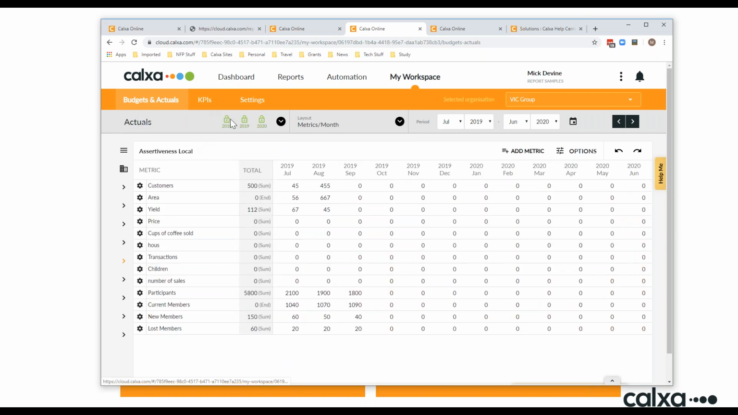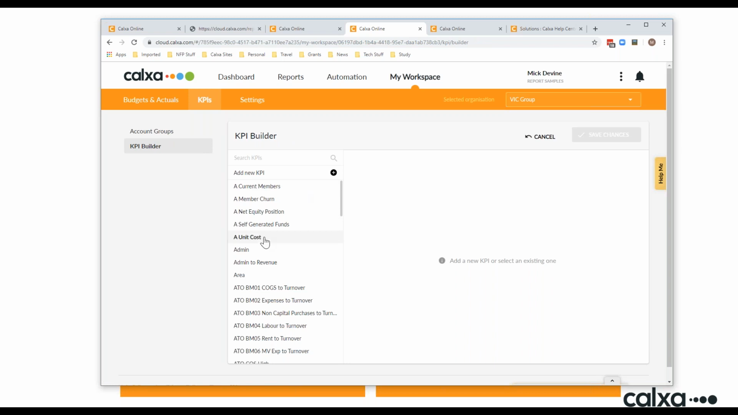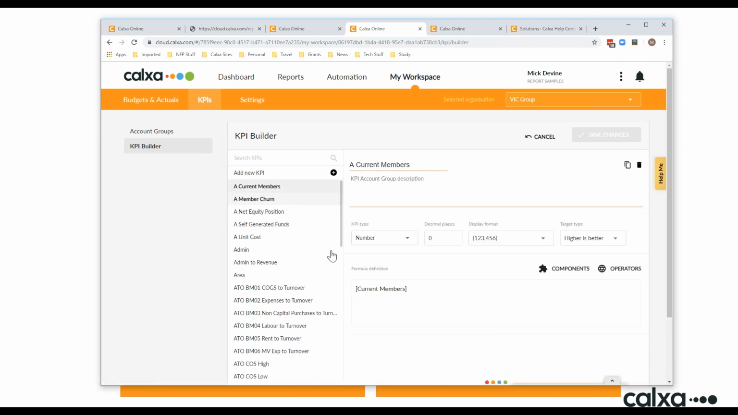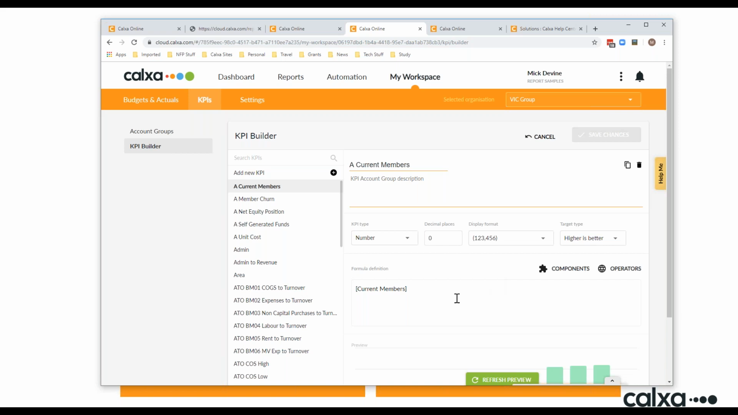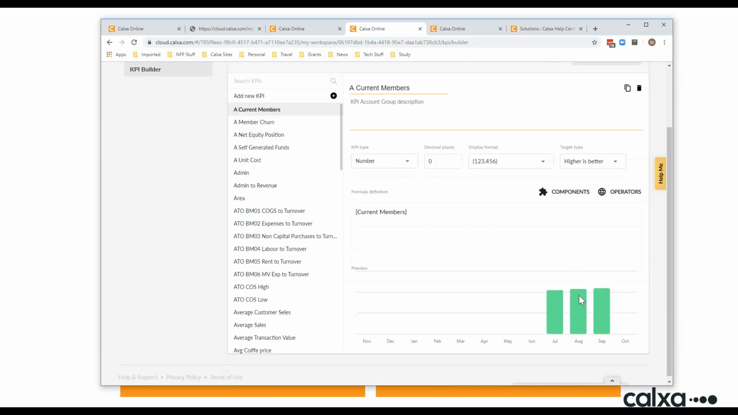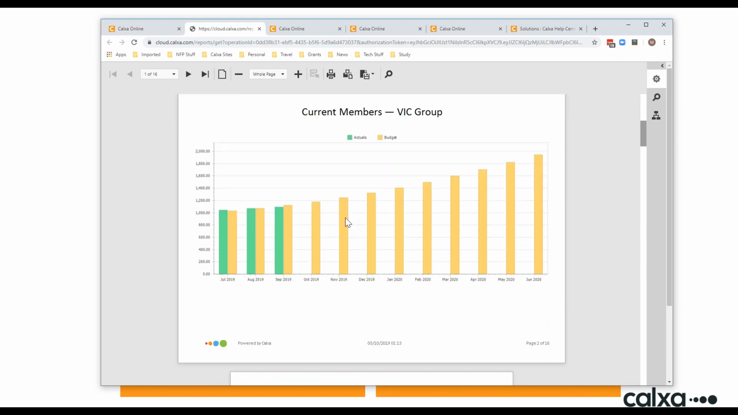And if I just show you the KPI screen, just to show you how we create that. So current members is just picking up that metric. And just to show you how easy it is to create that, I just go components, metrics, somewhere down here. Yeah, current members. Okay, I nearly had myself worried there for a moment. And it gives you a preview of the last 12 months if you had data in the last 12 months. So on that chart there, that's just showing actuals and budget month by month for that particular KPI.